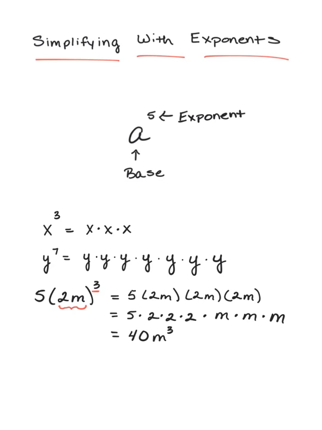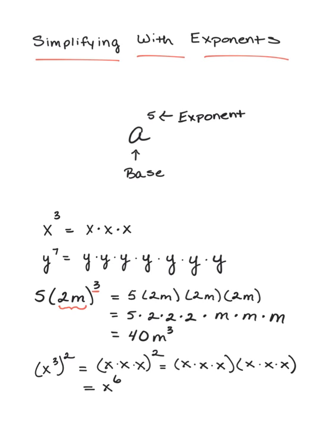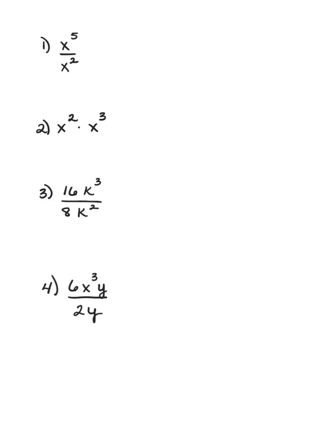What if we try to expand x cubed raised to the 2nd power? Well, inside the parentheses, x cubed is x times itself 3 times. And then if I square everything inside of the parentheses, I have x times x times x times itself again, which really means I have 6 x's being multiplied together, so x cubed to the 2nd power becomes x to the 6th power. Let's try a few more examples together.